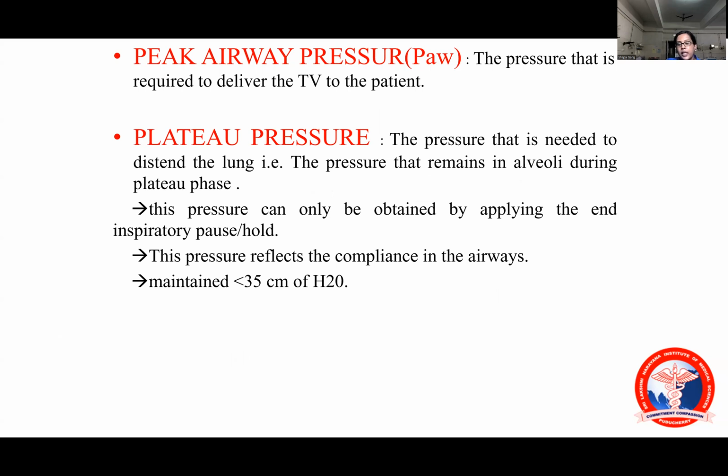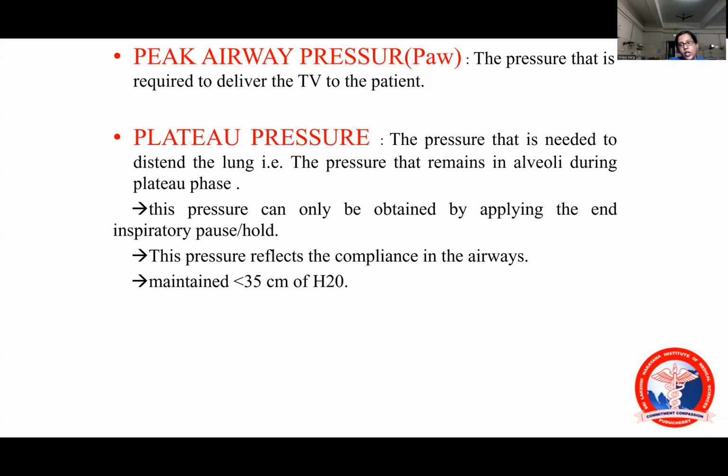Plateau pressure is nothing but intra-alveolar pressure. So it is the pressure needed to distend the lung during the plateau phase. It can be obtained by applying the end inspiratory pause or hold. At the end of inspiration, you put a hold and measure the pressure. That is the intra-alveolar pressure or plateau pressure.